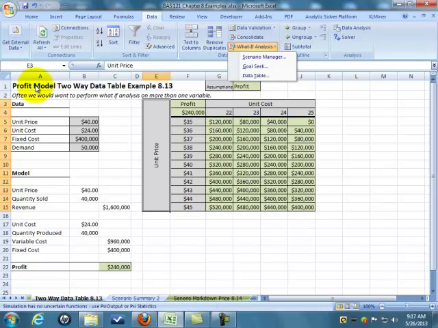So that's how to do two-way analysis on our profit model utilizing the data table. I think it's very powerful for some sensitivity analysis.